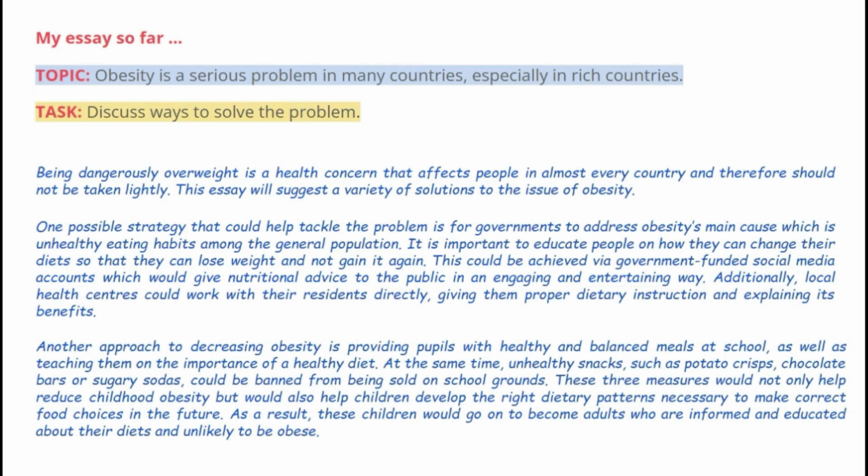As a result, these children would go on to become adults who are informed and educated about their diets and unlikely to be obese. In the second body paragraph, I also used examples in my supporting sentences, which I didn't do in the first paragraph. The examples are introduced here with the help of such as, let's have a look at them. The examples are such as potato crisps, chocolate bars, and sugary sodas. Now there's only one paragraph left to write. This paragraph is the conclusion, and I'll talk about it in the next video, in the final lesson of this course, lesson 7. And this is the end of lesson 6.